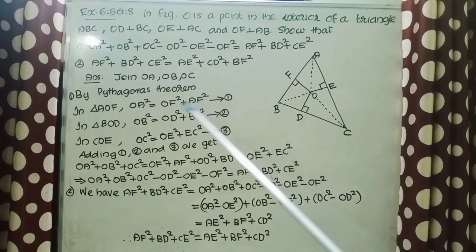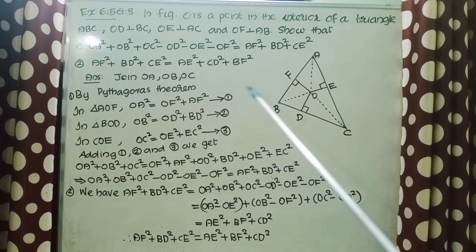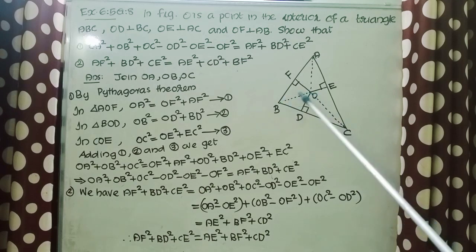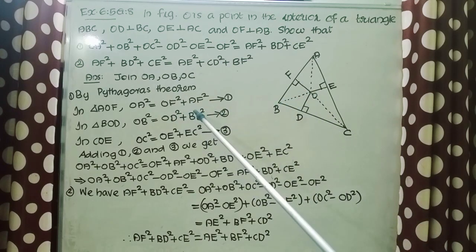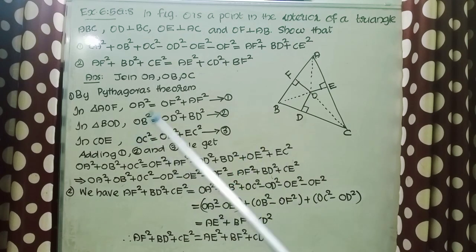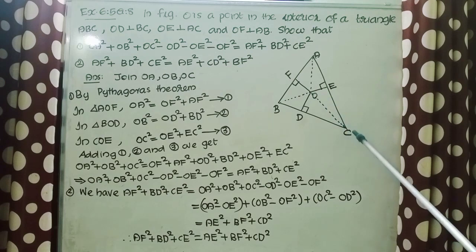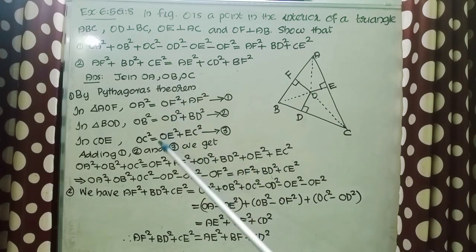Next we are going to apply the Pythagoras theorem in triangle BOD. Here OB square equal to OD square plus BD square. Keep it as equation number 2. Next we apply it in triangle COE. Here this angle is 90 degrees, so OC is the hypotenuse. OC square equal to OE square plus EC square. Keep it as equation number 3.